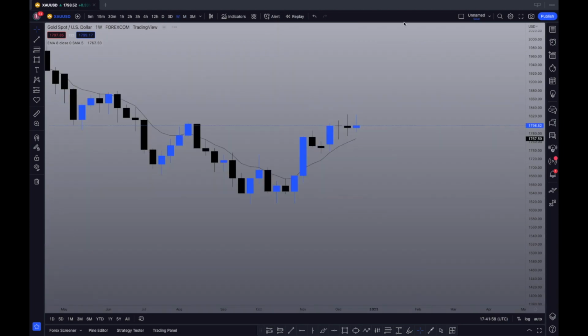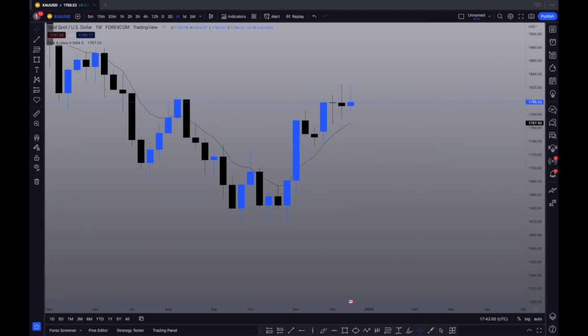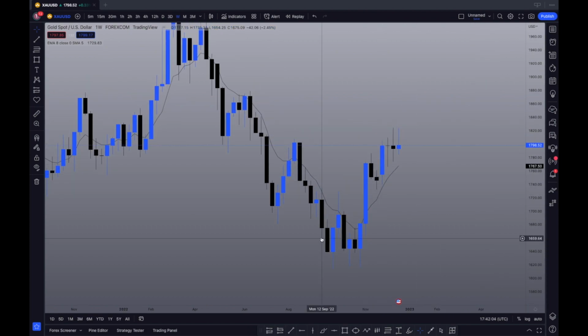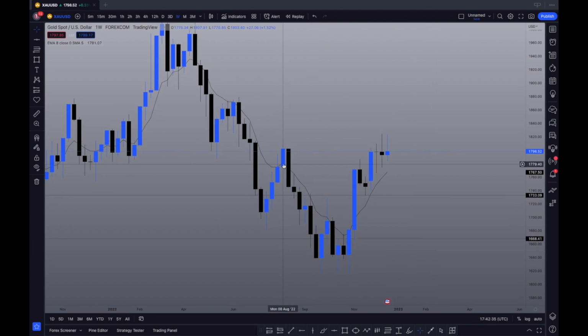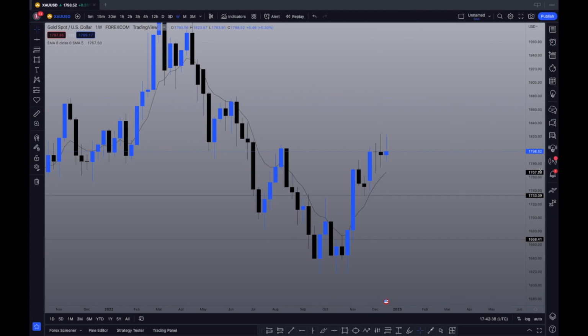So looking at the weekly time frame, guys, we had a break from this level. The market retested, pushed back, breaking this level, coming back to retest it. We had a break here. There's the first break. There's the second break right here. So you can see anytime gold breaks a level, it comes back to retest it. So right now, we're looking at gold.